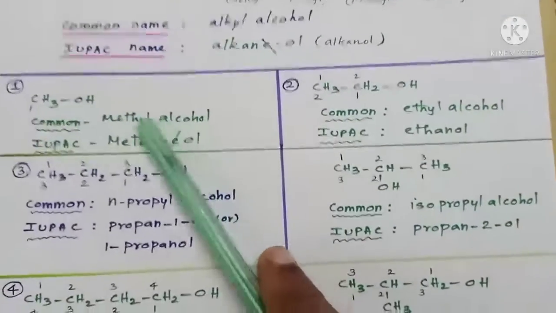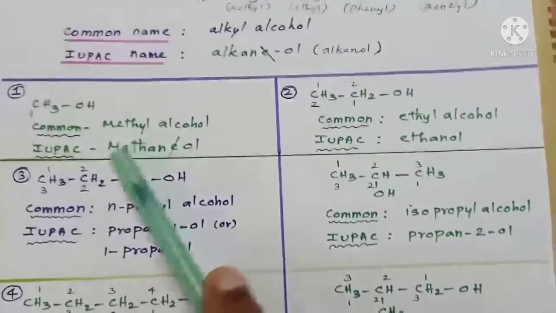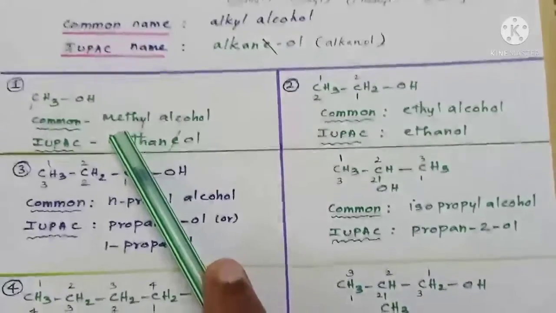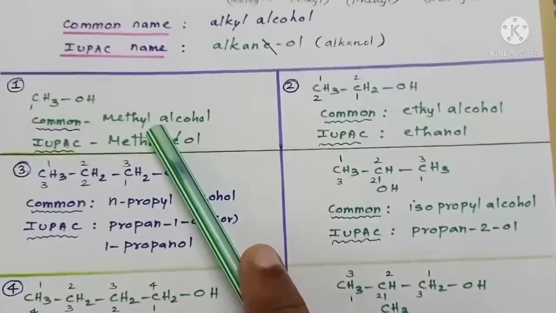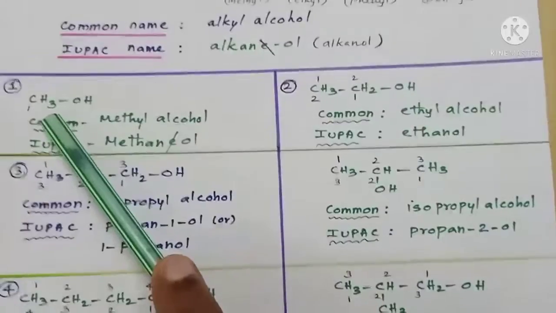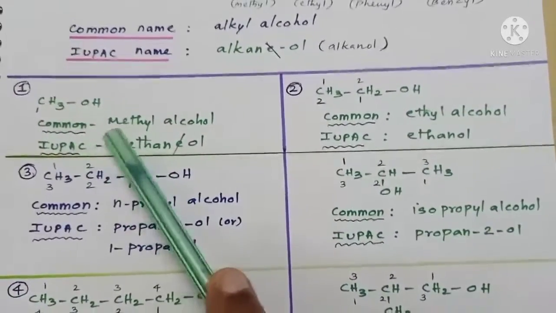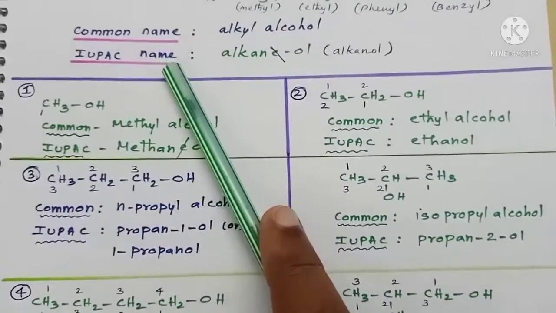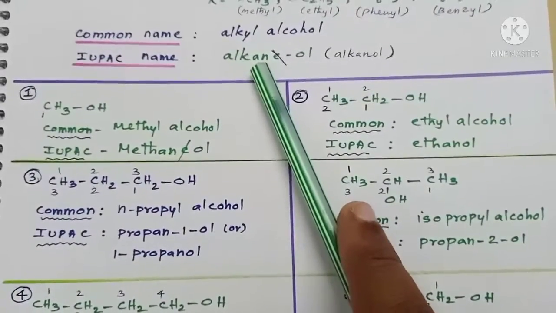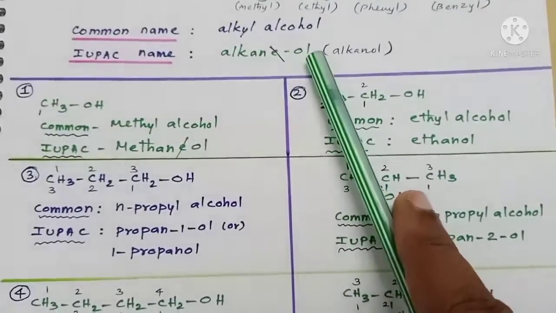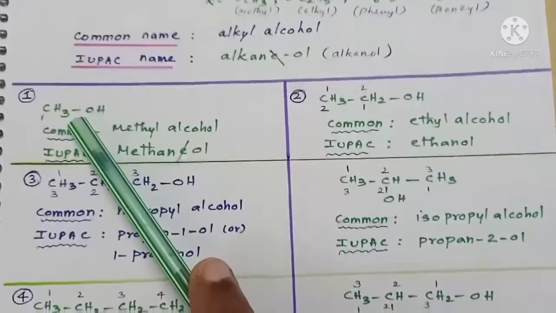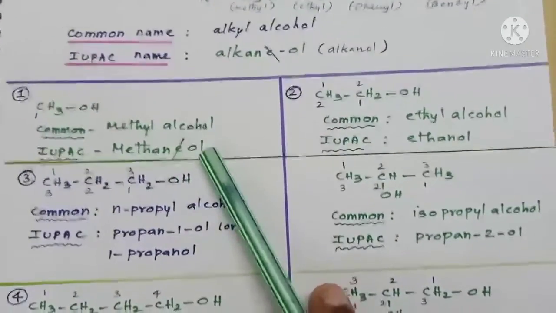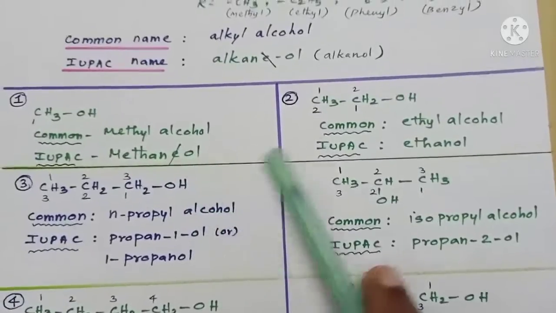This is the first member of aliphatic alcohols with molecular formula CH3OH. This compound has only one carbon atom. In the common system it is called methyl alcohol, because the CH3 group is called methyl. For the IUPAC name, according to the rule, the longest carbon chain's corresponding alkane has its last letter E replaced by OL. With one carbon, the corresponding alkane is methane, so I replace the E by OL. This is called methanol.